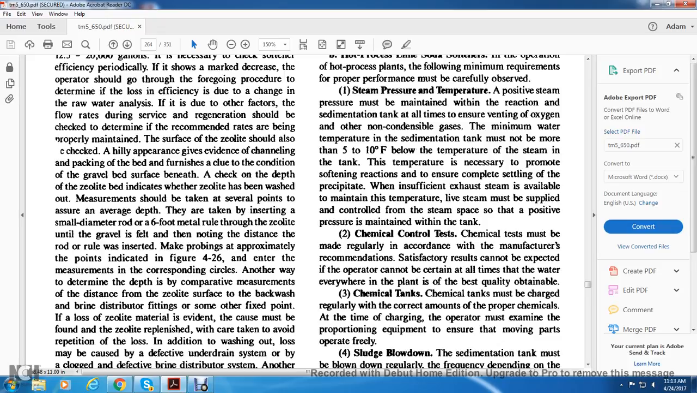Another way to determine the depth is by comparative measurement of the distance from the zeolite surface, after backwash, to the brine distributor fittings and some other fixed points.